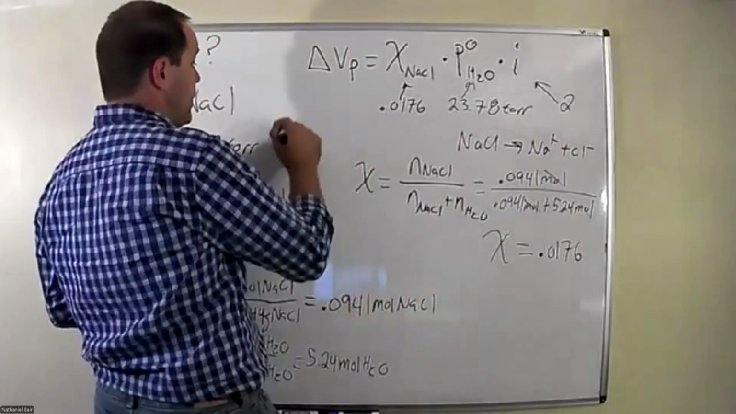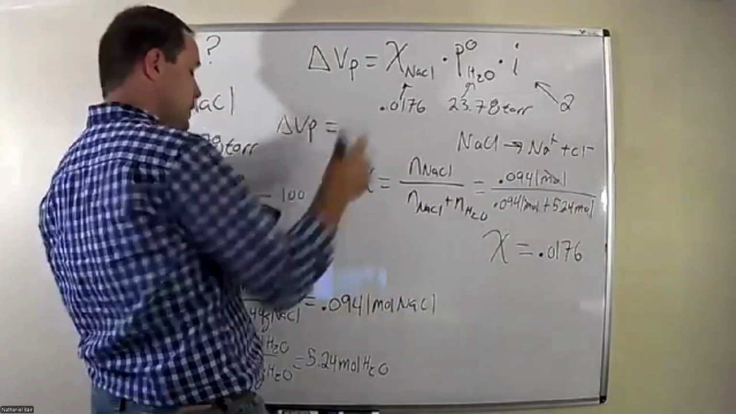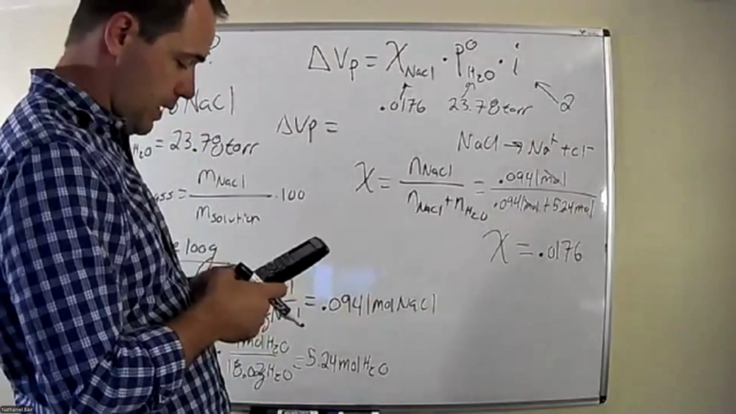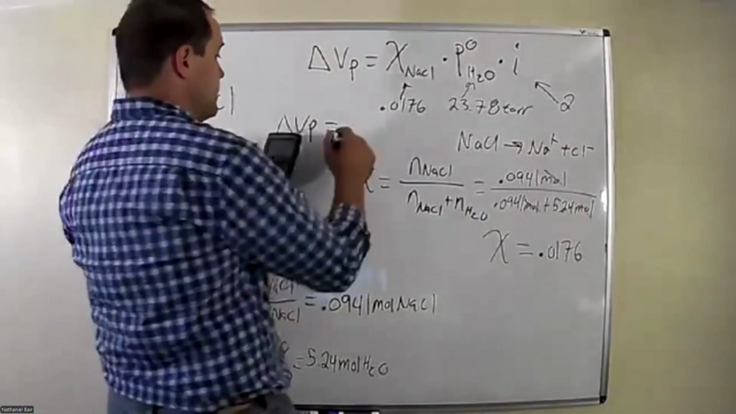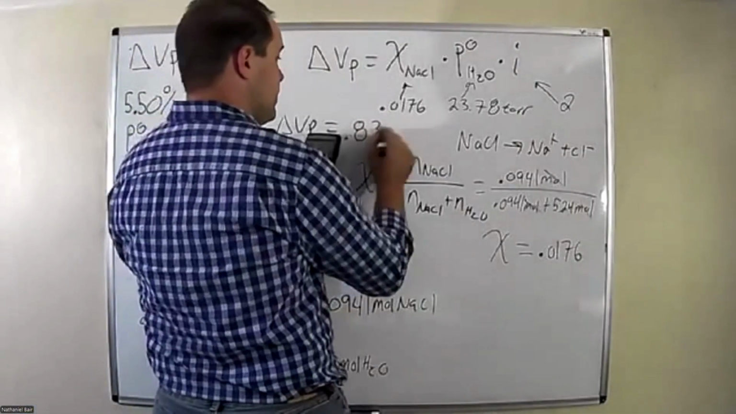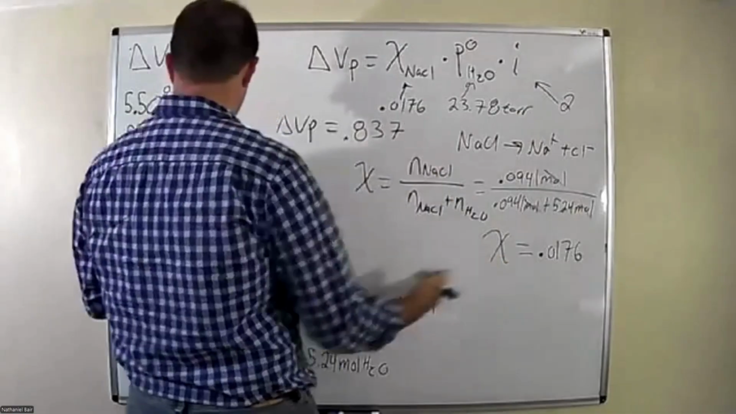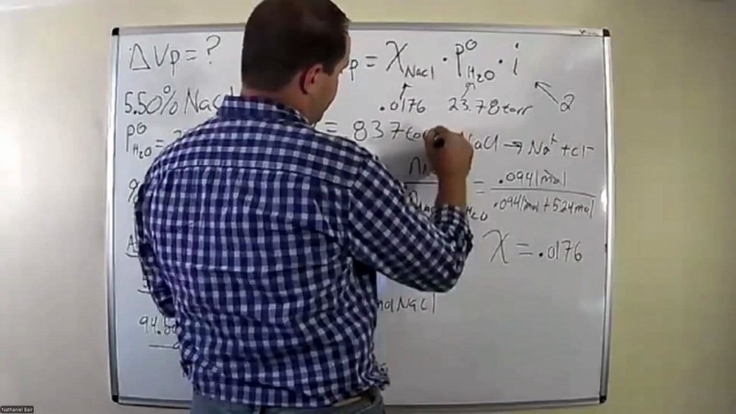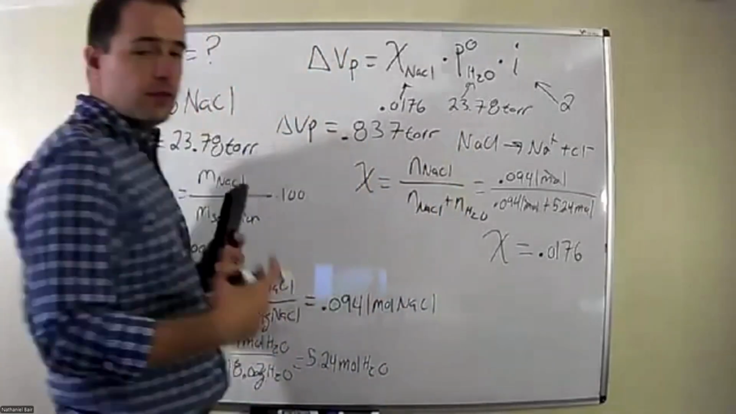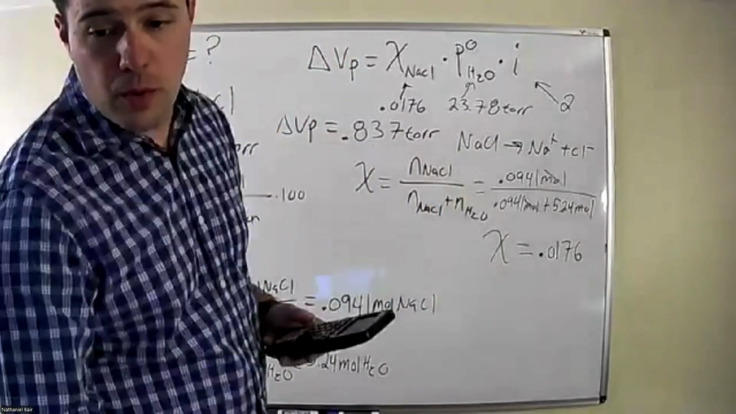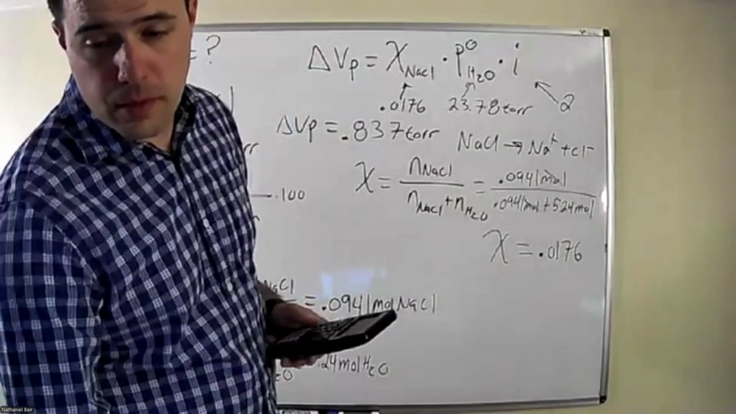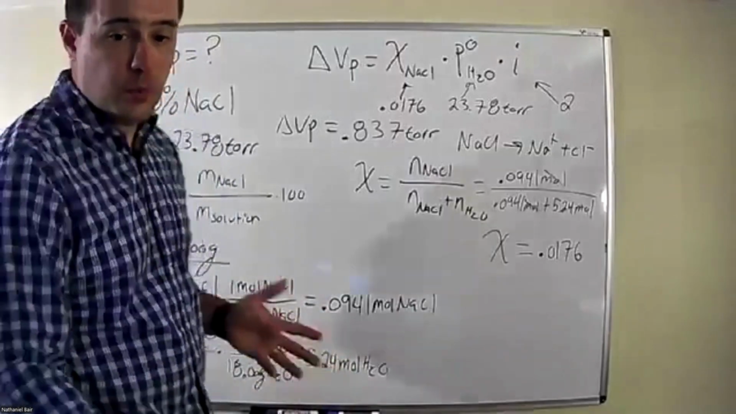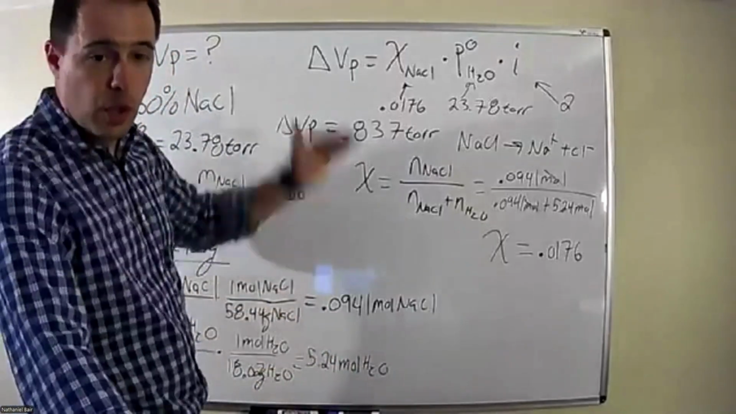So the change in vapor pressure is going to be 0.0176 times 23.78 times 2. And that's going to be 0.837, looking like 3 sig figs. I would take 4 here, 0.837 torr. And that answers the question that we were asked. The question we were asked is how much lower would the vapor pressure be? Well, the vapor pressure would be 0.837 torr lower.